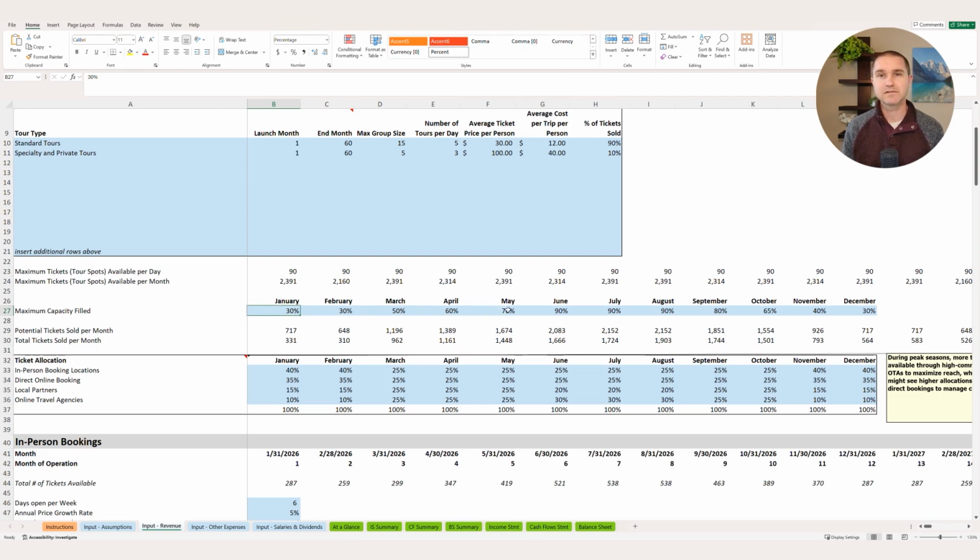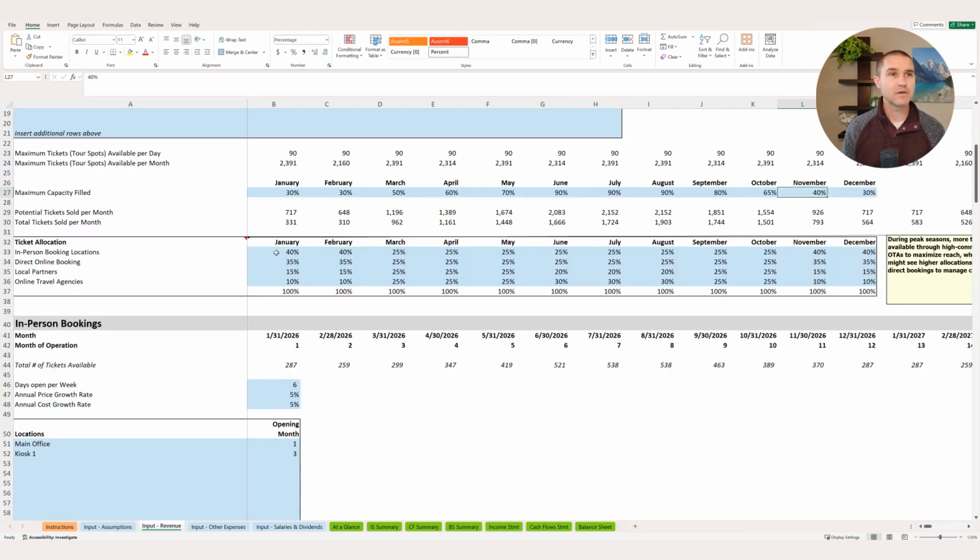And then maybe it's seasonal business. And so maybe the summer is the busy time. So we're at 90% capacity. And so we can set this seasonality pattern and the model will just follow that same pattern each year. And then here we can set a ticket allocation.